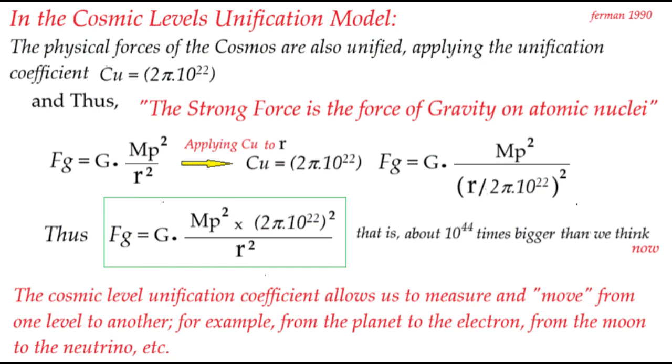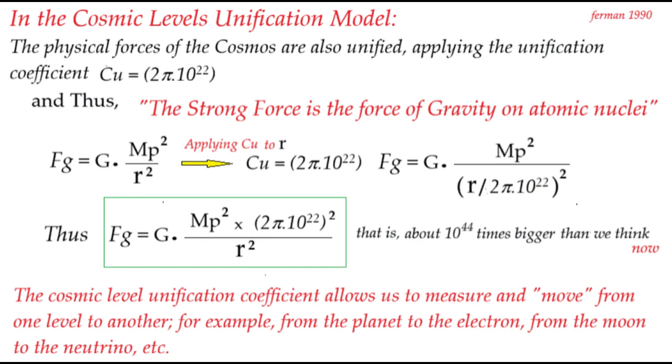Therefore, this model understands that the current consideration and measurement or adjustment that gravity is minimal in atomic nuclei is erroneous, and is possibly due to the lack of knowledge and application of the cosmic interrelation coefficient of levels, Cu equals 2 pi times 10 to the power of 22. This unification coefficient is what, through measurement, takes us from one level to another, from the macrocosm to the microcosm or vice versa. Thus, if we are located on a planet and apply the linear unification coefficient Cu to it, we will find ourselves located, or have moved, towards and on an electron, and if we apply this coefficient to a moon, we will have located ourselves on a neutrino.